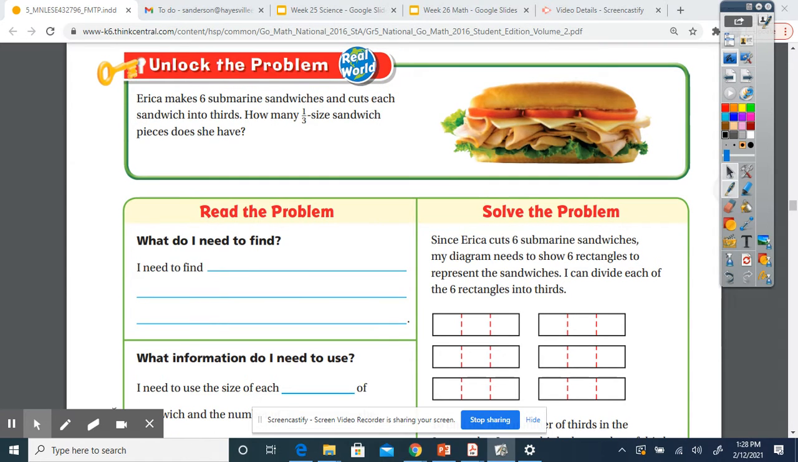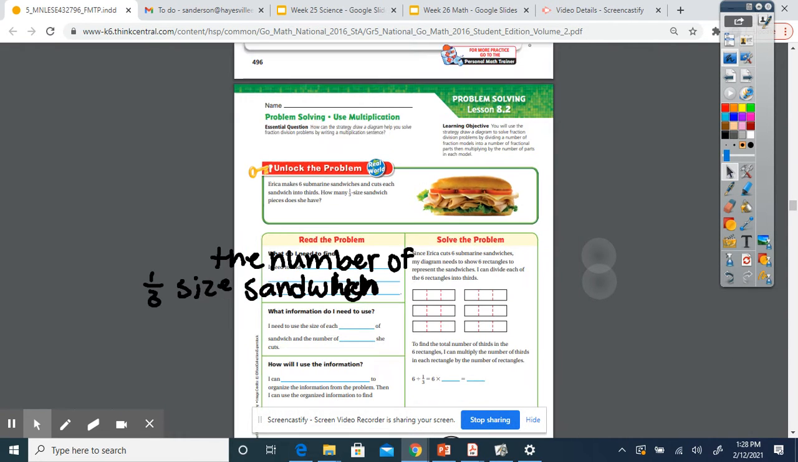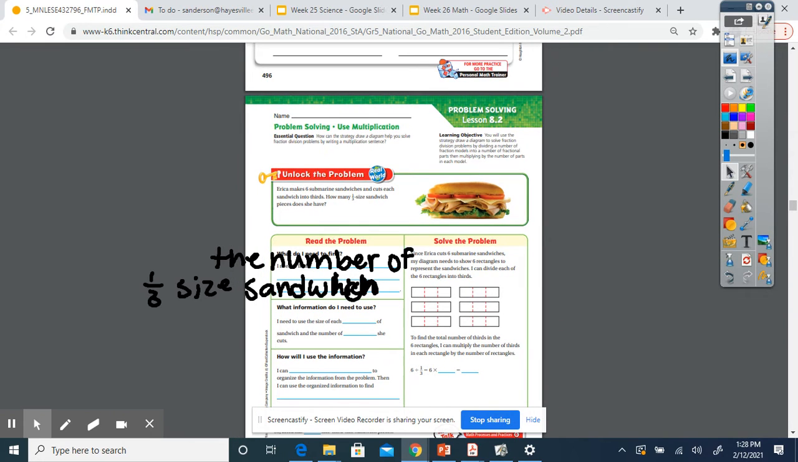So I'm going to write the number of 1/3 size sandwich pieces. Almost misspelled sandwich. Okay. Let me zoom out a little bit. All right, so what information do I need to use? I need to use the size of each piece of sandwich and the number of sandwiches that she cuts.